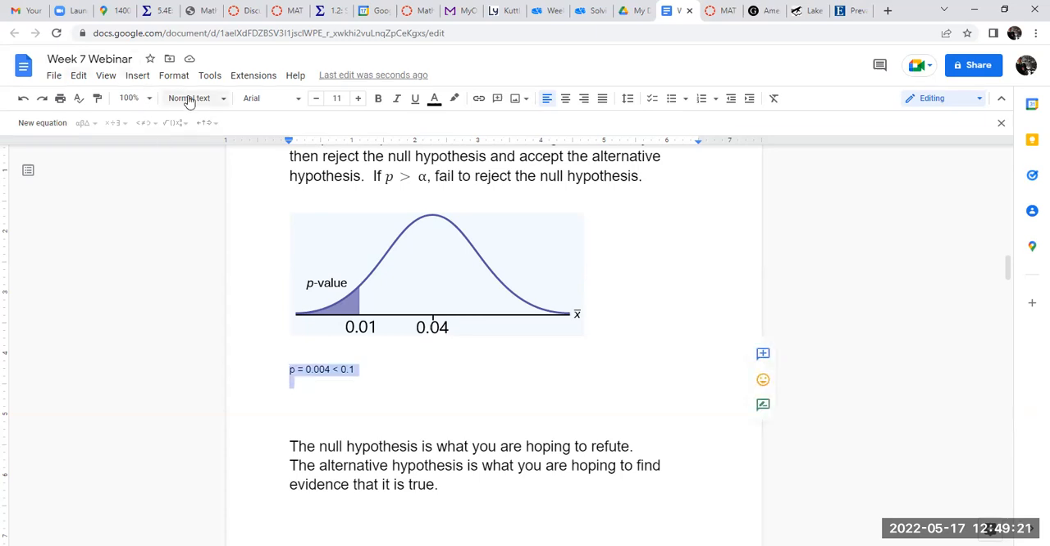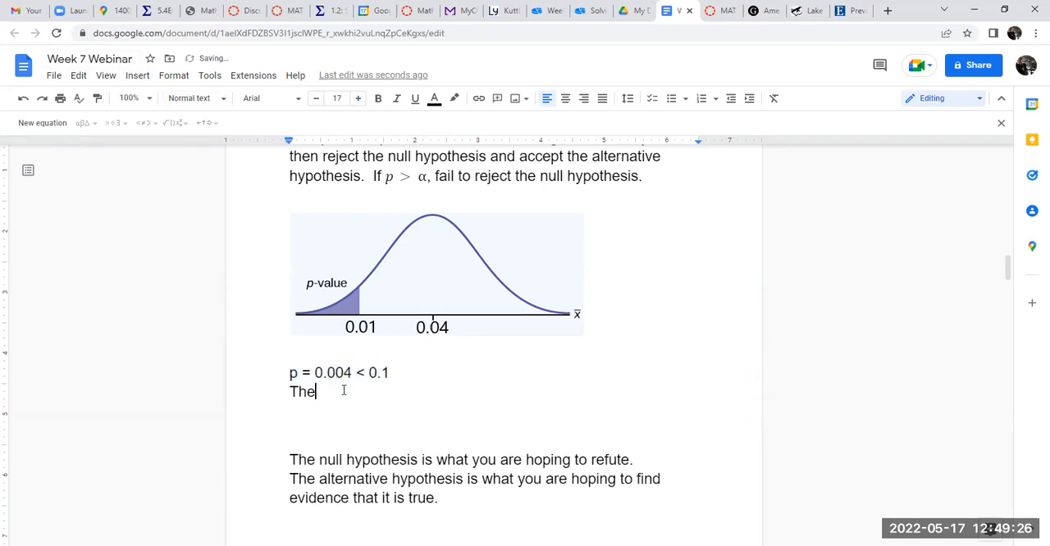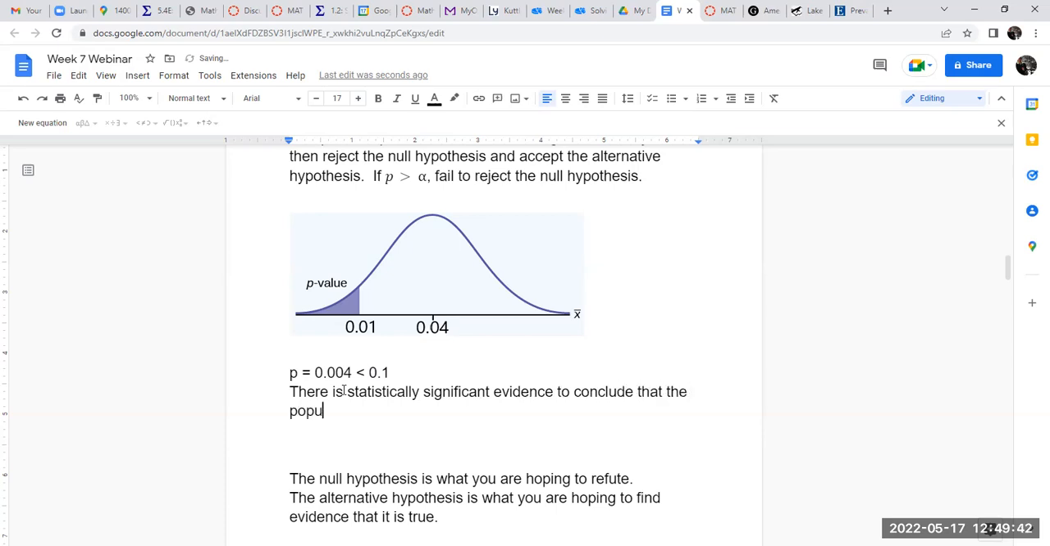So let me write this down. I want to make it bigger because it's really important. You would say there is statistically significant evidence to conclude that the population proportion. So just like confidence intervals, in this class you have to specifically use the word population or all, and you have to specifically say that you're talking about everyone, not the sample.